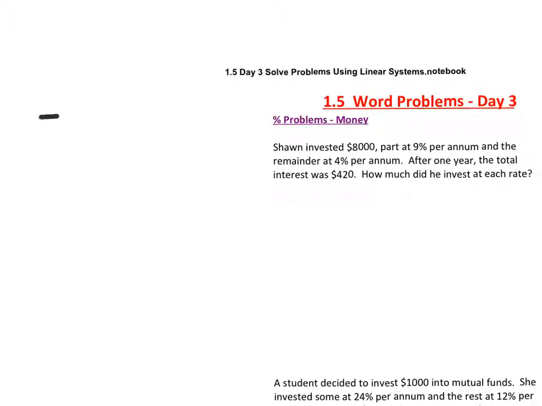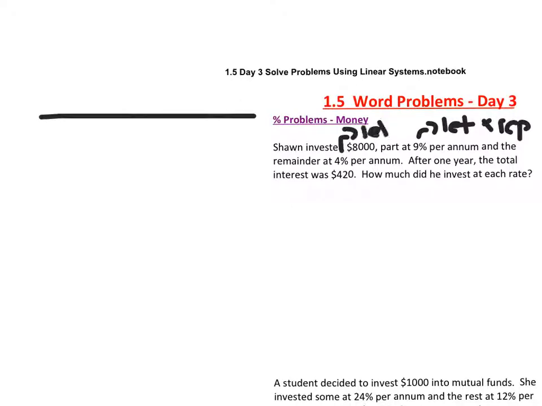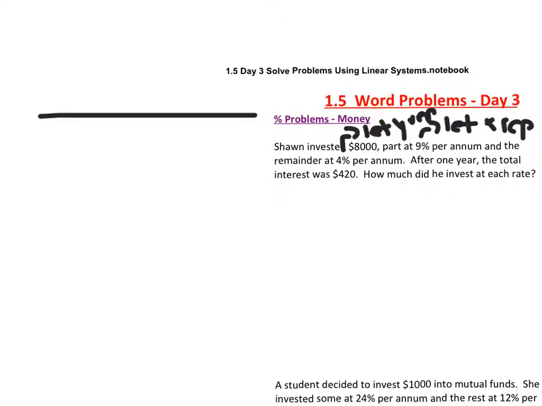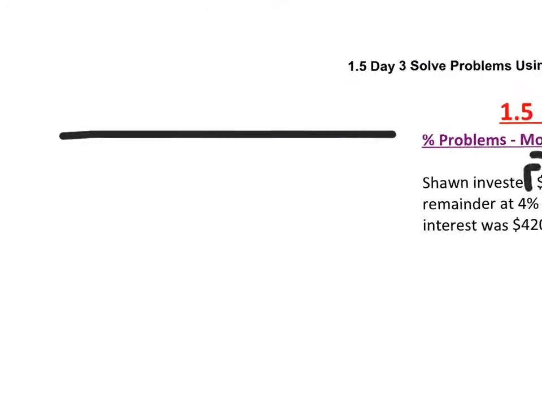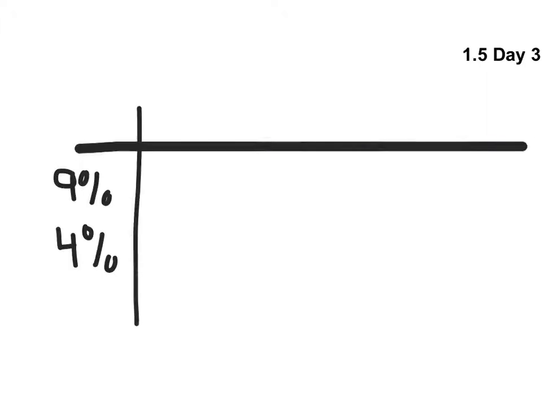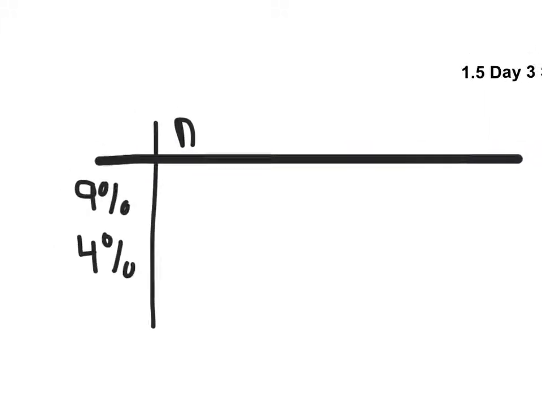So what we're looking at here is the percent. So we're going to say let X represent the 9%, and let Y represent the 4%. Okay? And so what we're going to look at is actually drawing those out. So we have 9% and 4%. So we're going to do a table, okay? And we're going to start first with the amount.